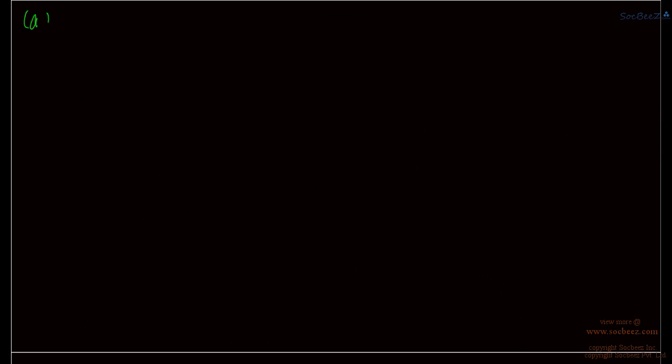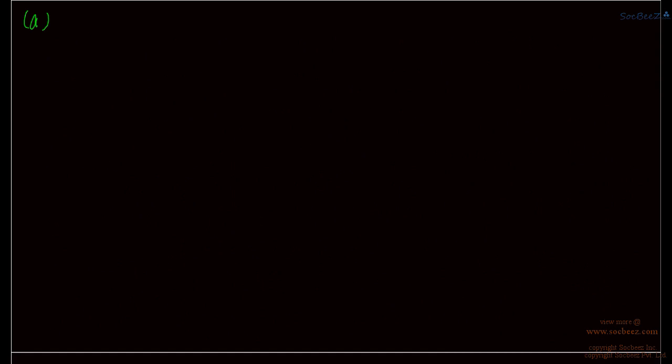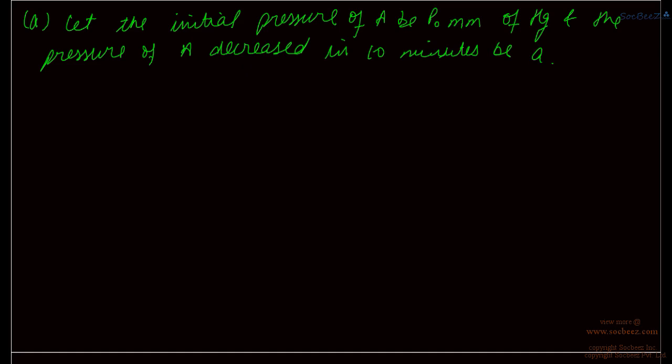Now let's solve the first part of this particular problem. It is asking us to calculate the initial pressure of A. Let the initial pressure of A be P naught mm of Hg, and the pressure of A decreased in 10 minutes be x. So hence we can write the reaction, which looks somewhat like this.